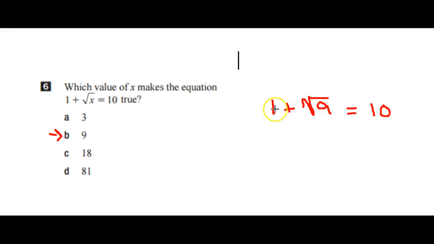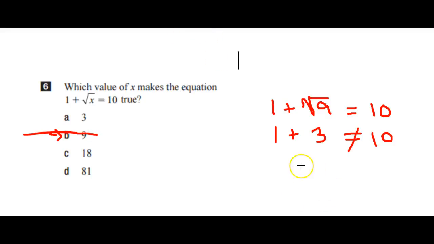So root 9, you can use your square root button on your calculator to figure it out, or you can use mental math by saying, well, what number multiplied by itself will give me 9? That number is 3, because 3 times 3 gives me 9, so the square root of 9 is 3. Right? So is 1 plus 3 equal to 10? No, that tells me that B is not my answer. Let's take a look at another one.